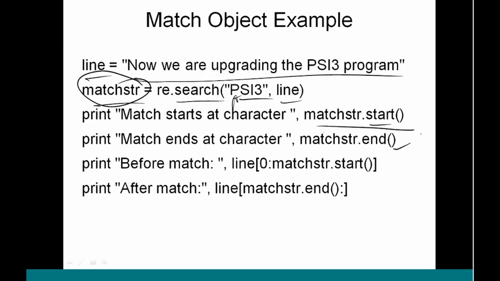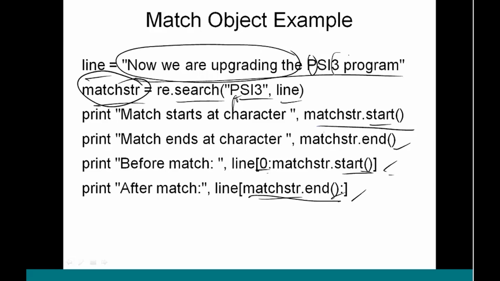And then where it ends, and then the text before the match and after the match. Basically, you can specify the index with start, all the way up to the end. So start dot end will give you this section. The first one will be PSI3, and then from the next one all the way up to the end, and here it will start from here and end up here.